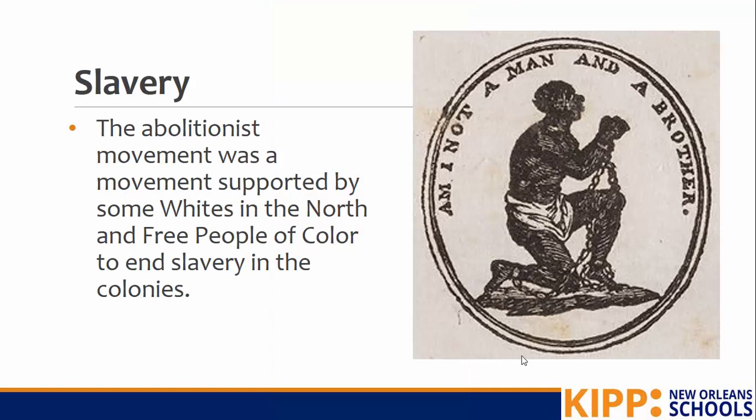The abolitionist movement was a movement supported by some whites in the North and free people of color to end slavery in the colonies. Abolitionists felt that it was morally wrong, cruel, and inhumane to treat people the way they were treated in slavery. They wanted to end slavery in America.